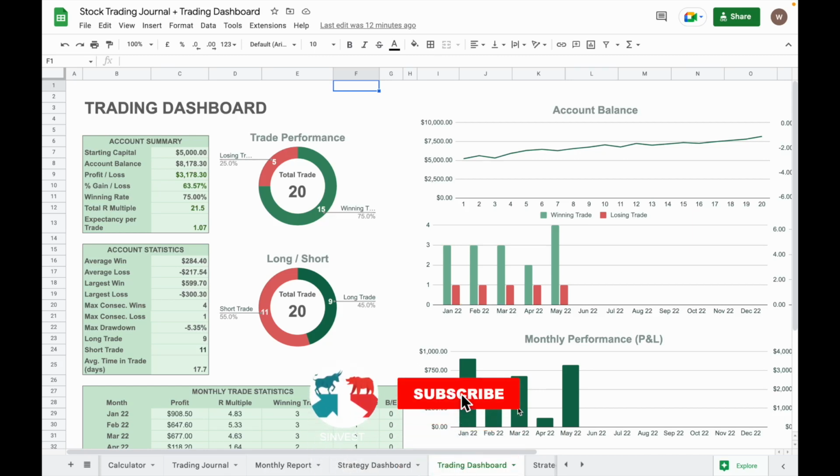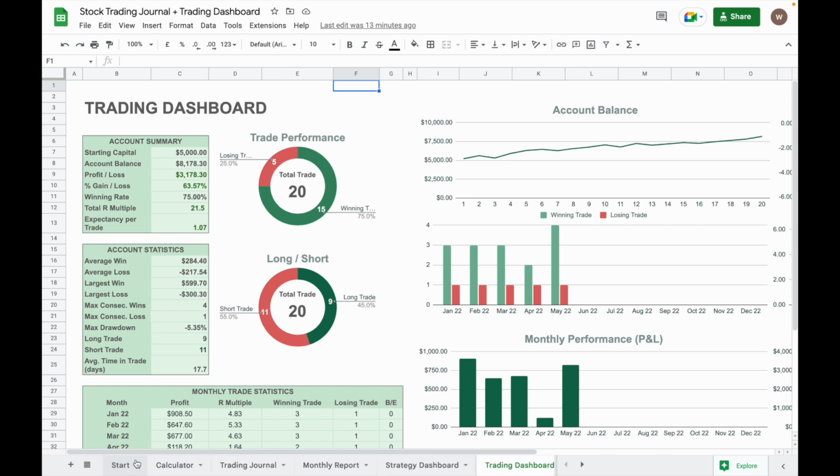Hi everyone, today I'm going to talk about a stock trading journal I created to track my stock trading performance and strategy. This trading journal is designed for traders who want to track their trading performance and strategy over the period of 12 months and to have a detailed monthly overview and overall overview of their trading activity. So let me show you how to use this trading journal.